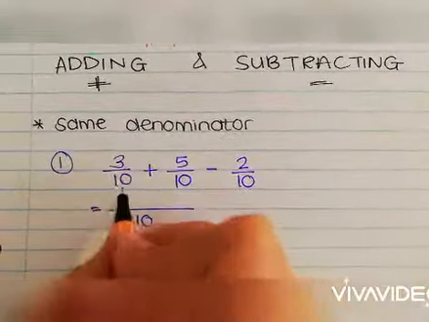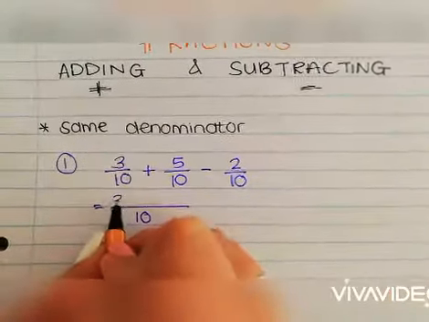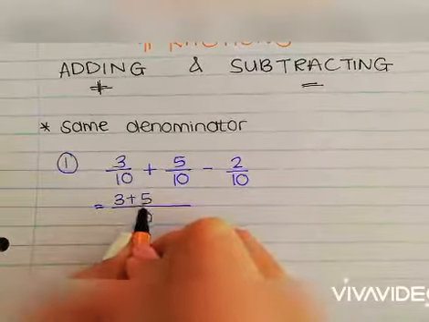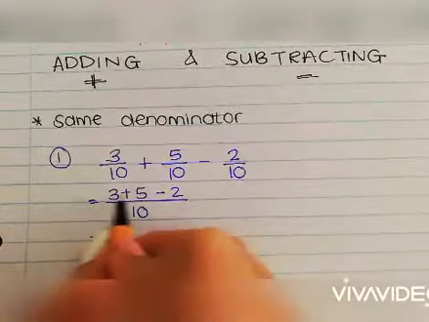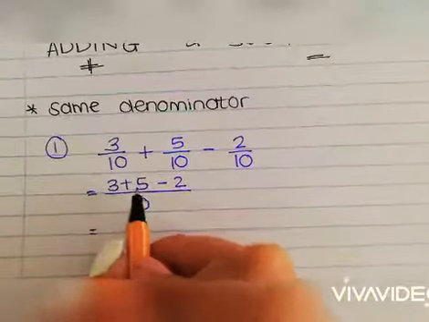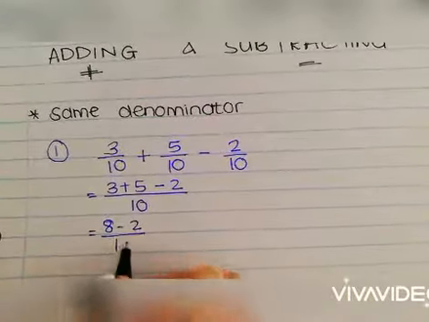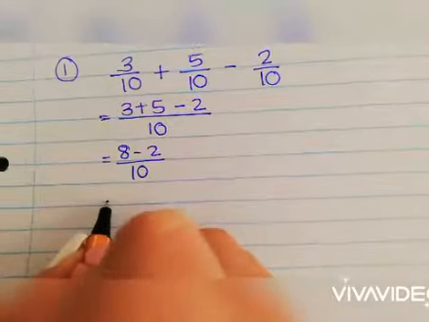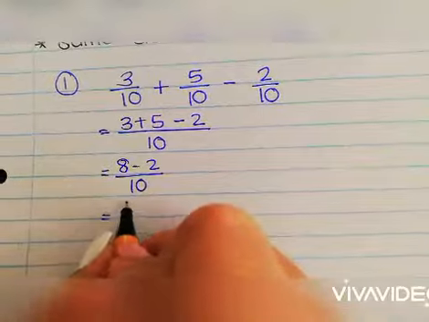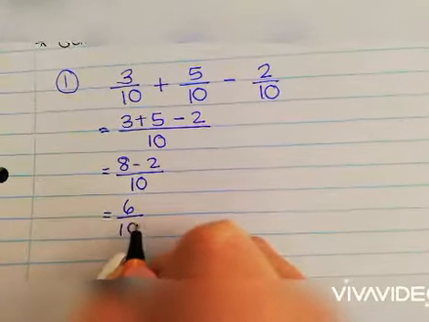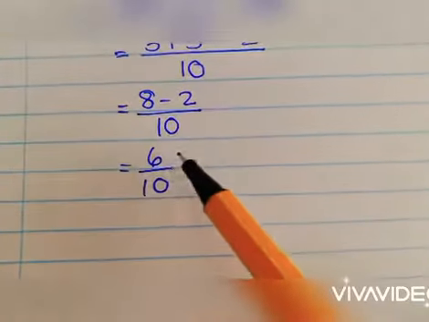And then we're going to just put the numerators together with the signs. So we're going to have 3 plus 5 minus 2. And you only work out the numerator. So we've got 3 plus 5 is 8, 8 minus 2. You don't have to show all these steps, but I'm just showing you quickly. 8 minus 2 is 6, and we've got over 10. But now we can't leave it like this.